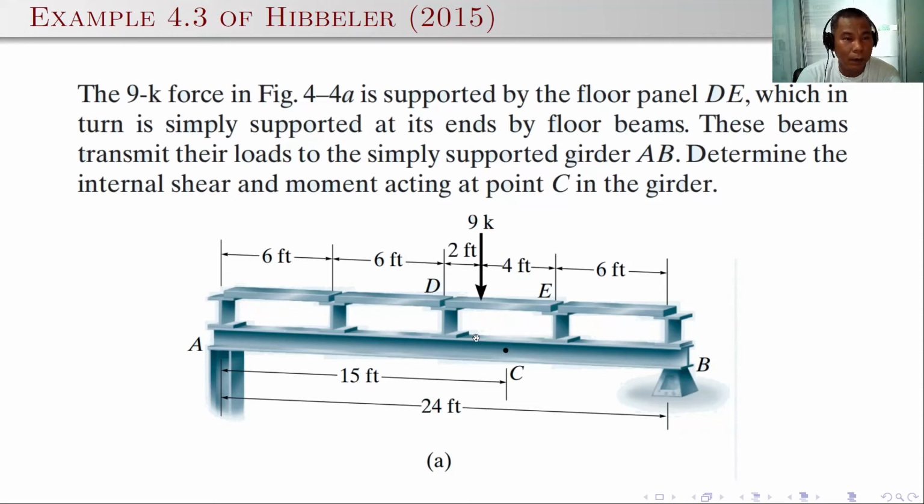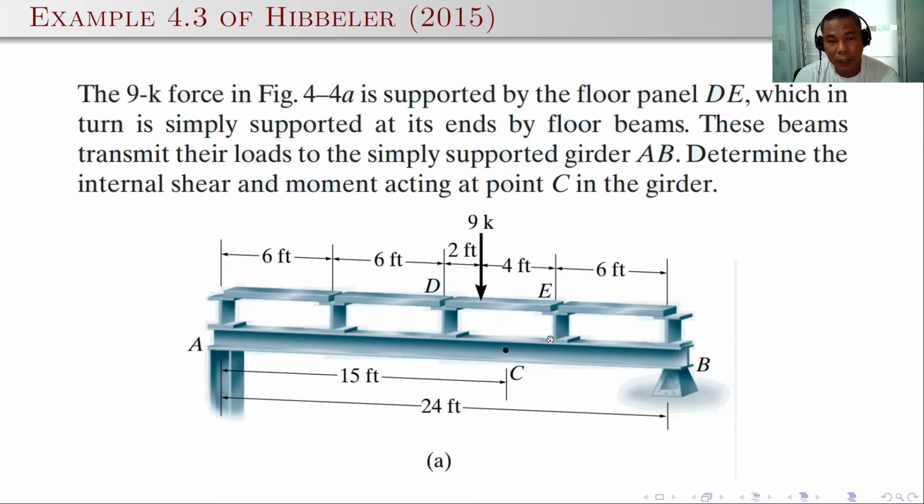Another example, the 9 kip force below is supported by the floor panel DE. This is a floor panel which supports the 9 kips. As we have learned in the load path, this 9 kips will be transferred to this panel. The panel will transfer it to this portion. So if this is a concentrated load, the force will be transferred as a concentrated load at points D and E, and will be transferred above the girder at this portion.